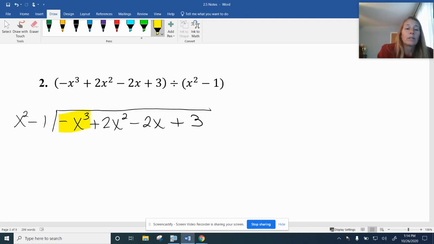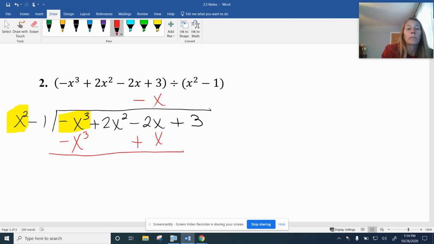Again, focusing on my lead terms here. So what do I have to multiply x squared by to get negative x cubed? And that would be just a negative x. And I'm going to line it up on top of my other x. Now I'm going to multiply that by everything in my divisor. So I'm going to get negative x cubed. And then positive x, being sure to line it up underneath my other like term there. Subtracting this negative makes it a positive, and then this will be subtraction here. So 2x squared minus 3x, and then I carry down that next term, which is just a 3.